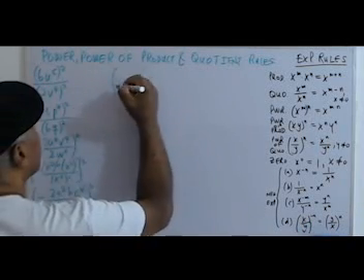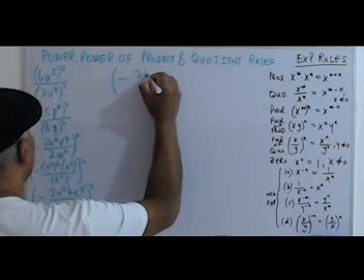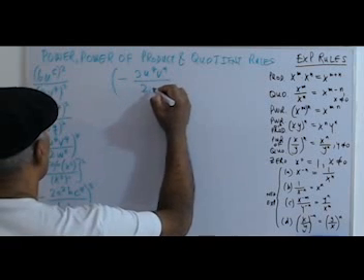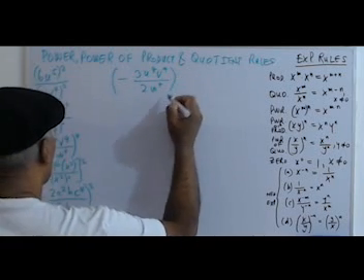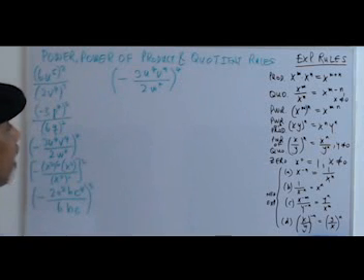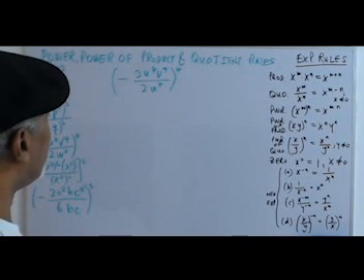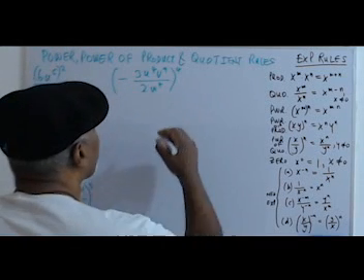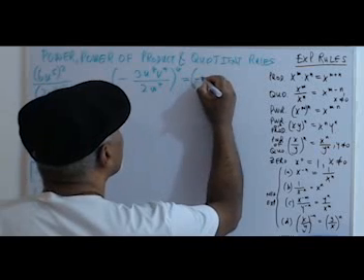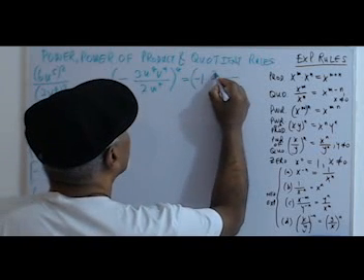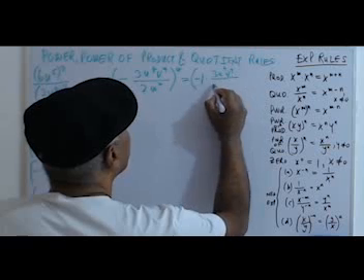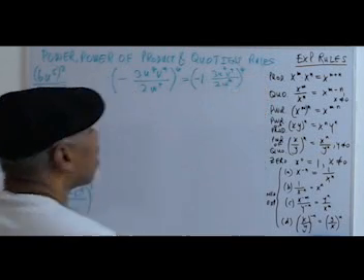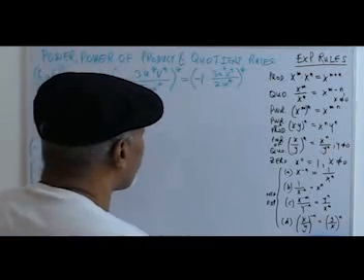Next we have (-3u^4 v^9 over 2w^7), all raised to the 4th. Now, there's a lot going on here. Let's see if we can simplify what's inside first. Let's rewrite this as negative 1 times 3u to the 4th, v to the 9th, over 2w to the 7th, all to the 4th. And then again, this is a power of a product rule problem.